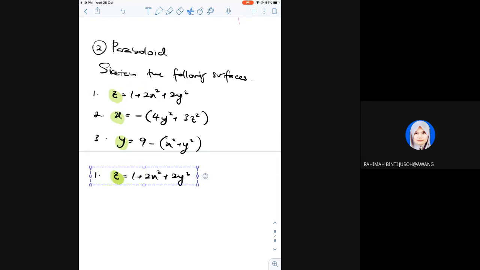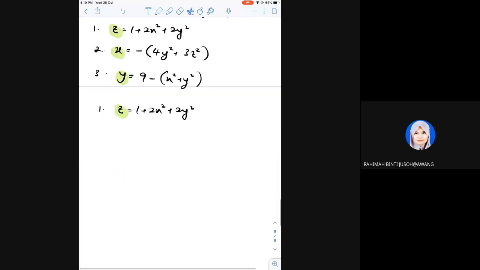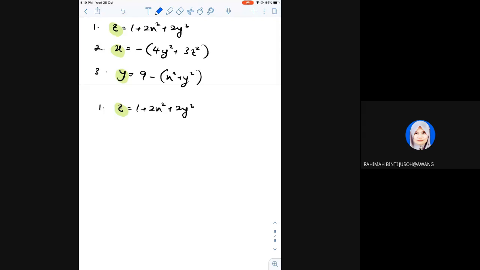Okay, saya akan explain kenapa saya suka suggest student untuk sketch graph in 2D to get the idea. Guys, in 2D, bila ada tiga variable macam ni, you tak perlulah buat semua sekali. You pilih satu je lah, sama ada XZ plane ataupun YZ plane. Salah satu je, sebab kita nak tahu bentuk je sebenarnya. Alright, so you can choose either one.